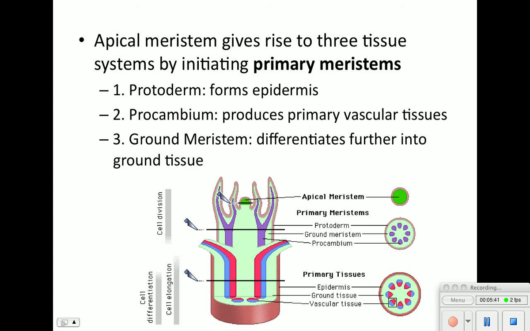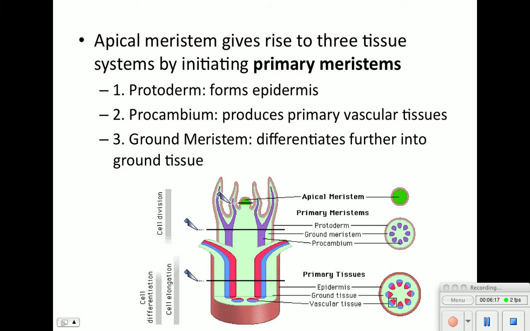And so this is the step before it turns into the three tissues. So we have the protoderm, which forms our epidermis, procambium, which produces our primary vascular tissues for transport, and then we have the ground meristem that differentiates into different types of ground tissue. I really like this diagram where it's got the apical meristem at the top, and it gives rise to primary meristems like your protoderm, ground meristem, and procambium, and you can see that in here: epidermis, ground tissue, vascular tissue.